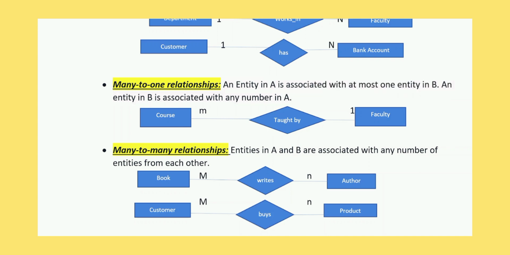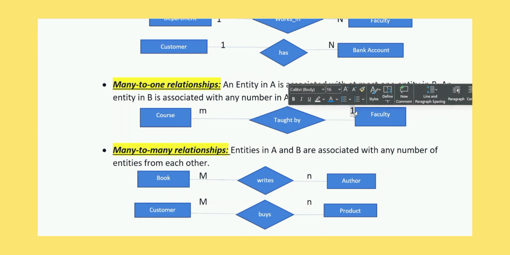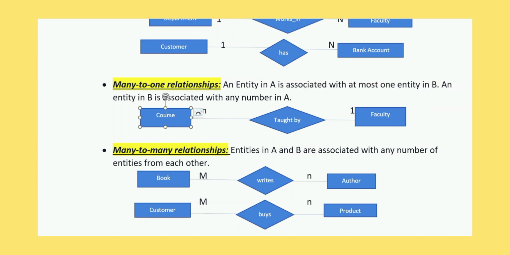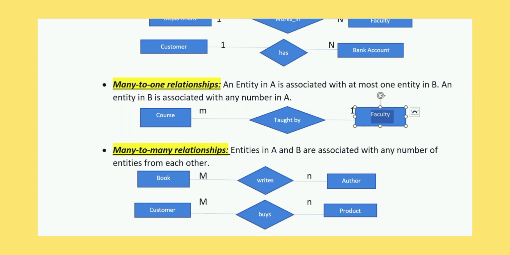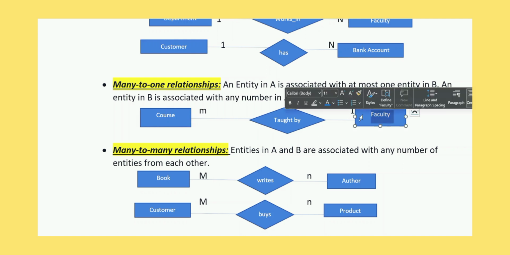Fine. Now, let us check it with the help of an example. This is many to one. So here I have written many, and here on the right side one is written. So this represents a many to one relationship. This course and this faculty are the two entity sets. This course belongs to entity set A, and this faculty belongs to entity set B. Many course, here it is written M, so we can consider it as many courses can be taught by one faculty. Many courses can be taught by one faculty, fine.